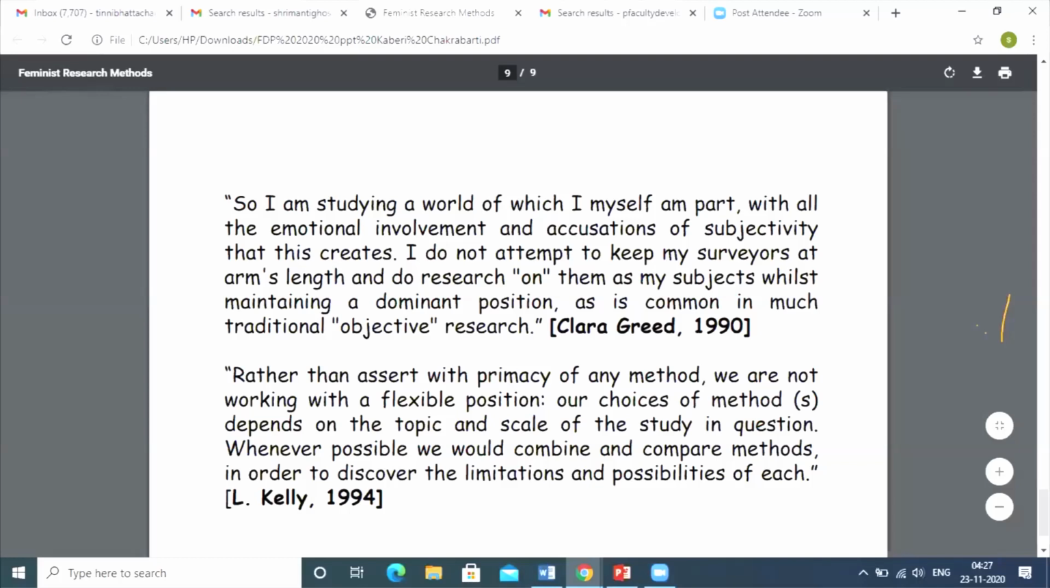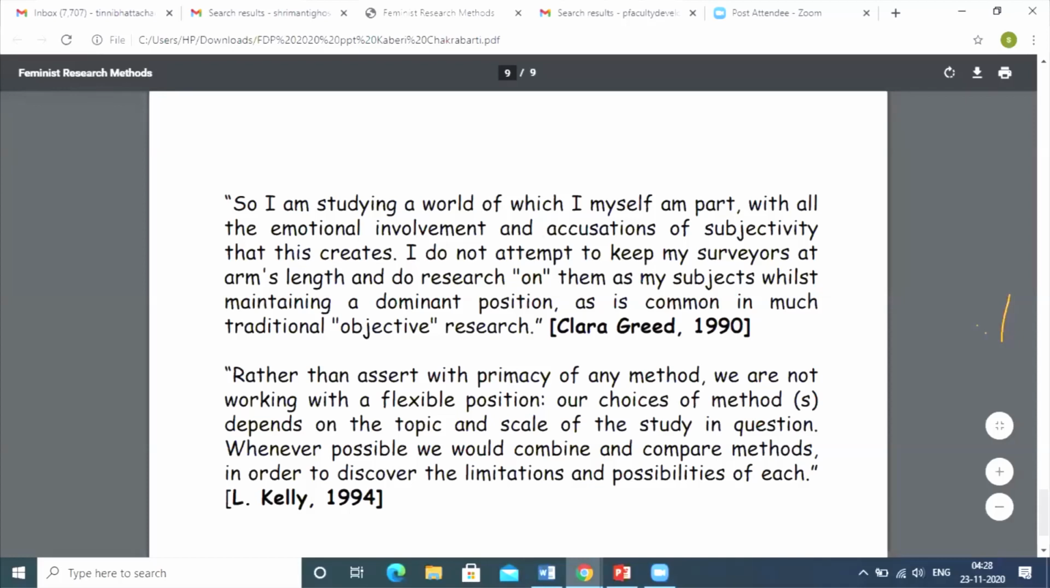One is Clara Greed, who talked about that. So I am studying a world of which I myself am part, with all the emotional involvement and accusations of subjectivity that this creates. I do not attempt to keep my surveyors at arm's length and do research on them as my subjects whilst maintaining a dominant position, as is common in much traditional objective research. So this is talking about what we have so far discussed about passionate knowledge, about personal knowledge.